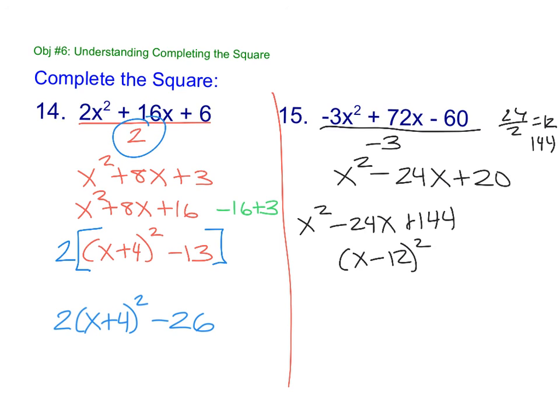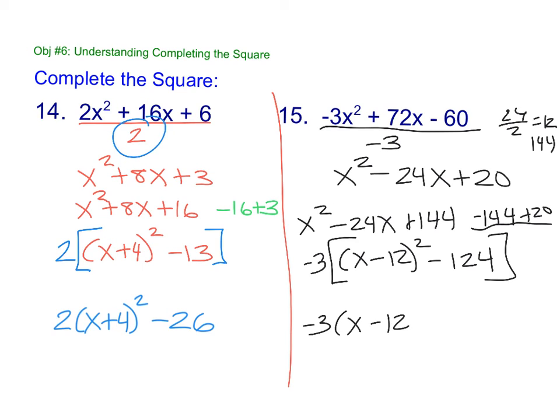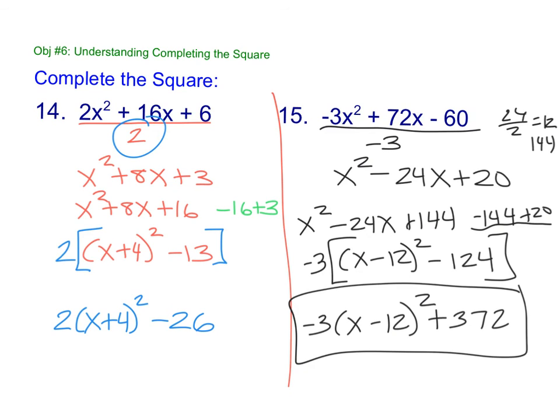I added 144, so I have to subtract 144 and combine that with 20. Or, how are we getting from 144 to 20? I need to subtract 124. Now we're going to put that -3 back into the problem. -3 times x minus 12 squared plus, what is that? 12, 4 times is 12, 372. And that is the final answer.